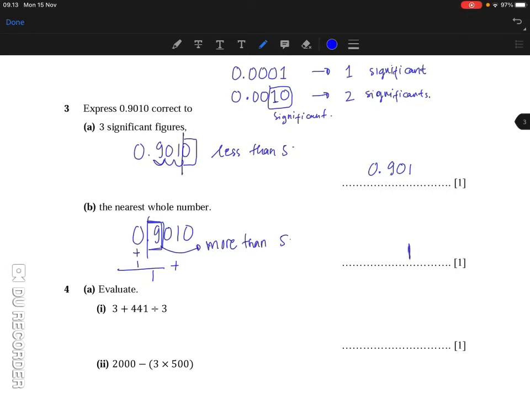Now let's move on to number 4. Evaluate 3 plus 441 divide by 3. So remember, in this paper you are not allowed to use a calculator. It means you have to use the common multiplication or common division. Yeah, we have this. Remember the PEMDAS, guys, the order of operations.